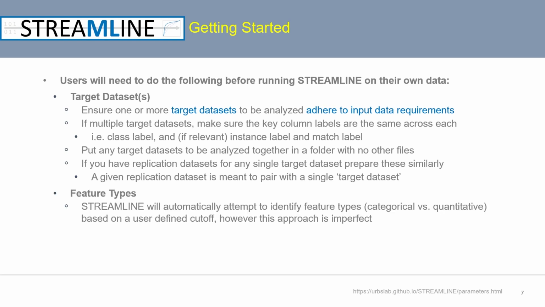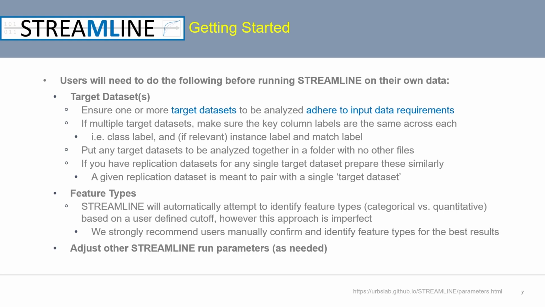With regard to feature types, note that Streamline will automatically attempt to identify feature types, in other words, discriminating between categorical and quantitative features. And it does this based on a user-defined cutoff. However, be aware that this automated approach is imperfect, and to the best of our knowledge, there is no automated approach that can universally correctly determine feature types from dataset to dataset. Instead, we strongly recommend that users manually confirm and identify feature types in their data to get the best results from Streamline.